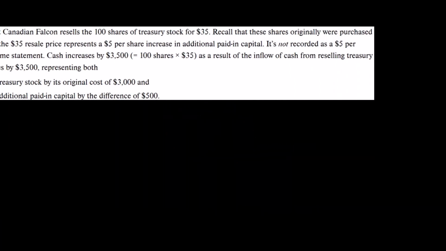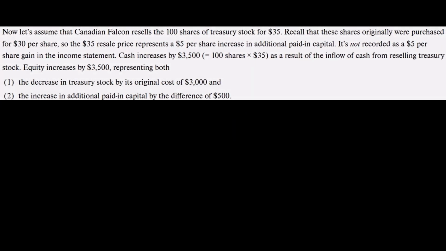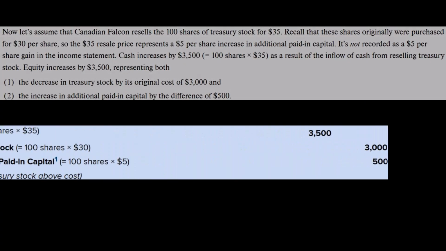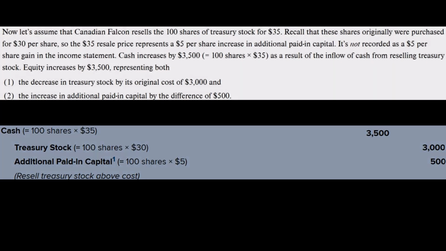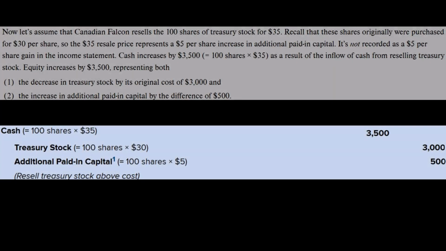Let's assume the company bought the stock for $30 per share and resells it for $35 per share. We debit cash for the full resale amount. We credit treasury stock for its original cost, the $30 per share. The difference, the $5 per share gain, is not recorded as a gain on the income statement. Instead, it's credited to an equity account called additional paid-in capital from treasury stock.